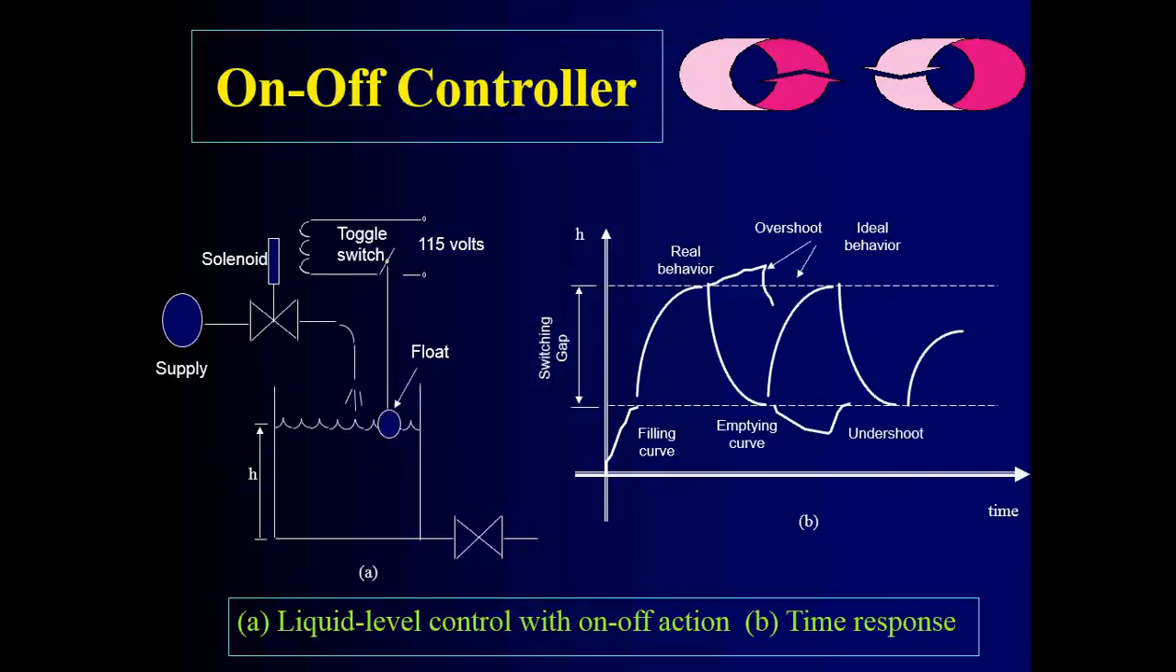Then you have this on and off controller. This is an interesting one because it's a hydraulic system that is a liquid level control. So this floater here is supposed to be on a certain level here. So this is your fluid here. Yeah, you can have it in here.